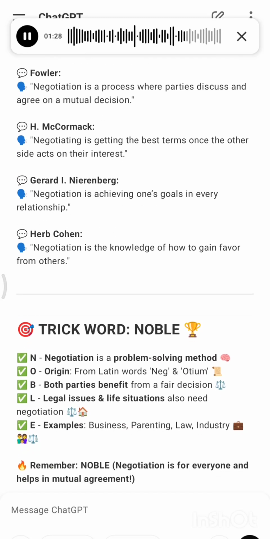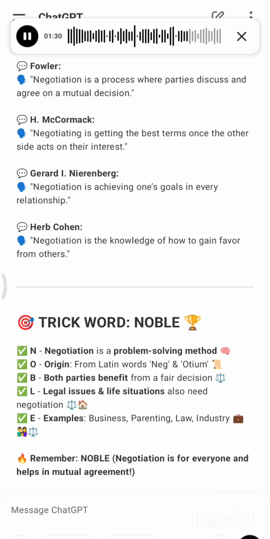Trick word: NOBLE. N, negotiation is a problem-solving method. O, origin from Latin words neg and otium. B, both parties benefit from a fair decision. L, legal issues and life situations also need negotiation. E, examples: business, parenting, law, industry. Remember, NOBLE: negotiation is for everyone and helps in mutual agreement.